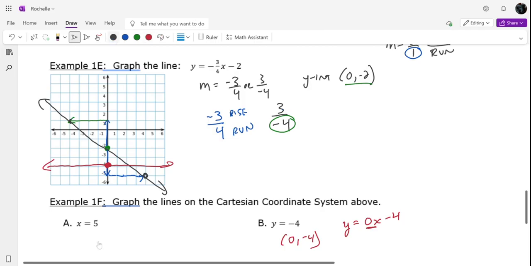Now, x equals 5 is a little bit different. When we graph that line, that means x equals 5 everywhere. And if I graph this vertical line, x will equal 5 no matter what point I look at on that line. So that's a vertical line.